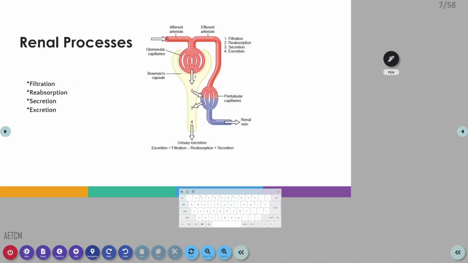Then we come to the basic renal processes, that is filtration, reabsorption, secretion, and excretion. Filtration means the shift of fluid from the glomerulus to the PCT. Reabsorption means the movement of this fluid from the PCT to the peritubular capillaries, whereas secretion means the movement from the peritubular capillaries to the tubules. And finally, excretion is filtration minus resorption plus secretion.